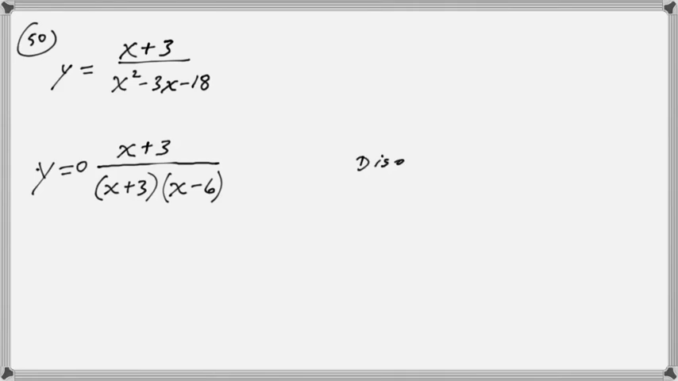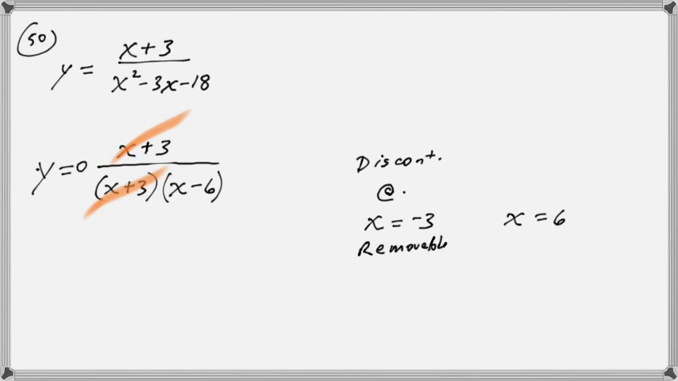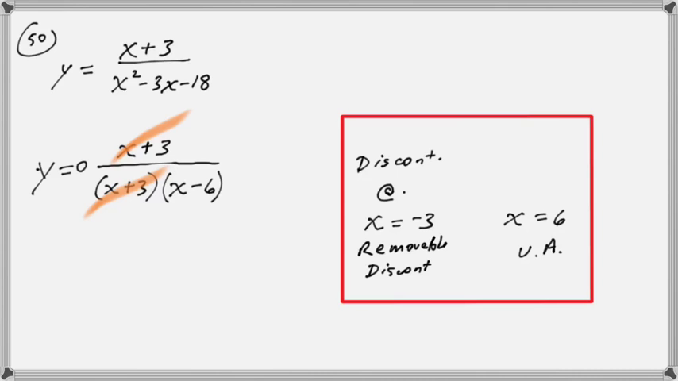So this is discontinuous at x equals negative 3 and x equals 6. One of them is removed. That would be the negative 3. So that's a removable discontinuity. And the one that doesn't cancel is called a vertical asymptote.